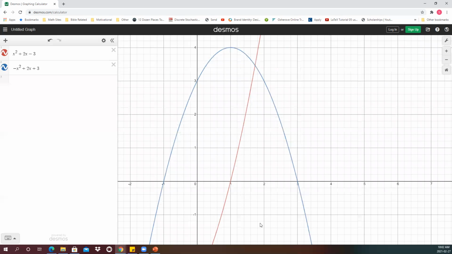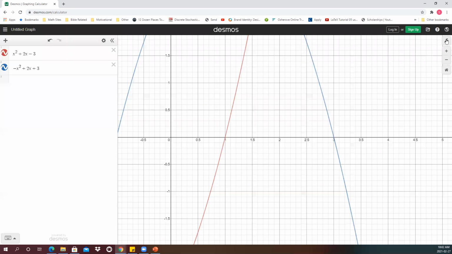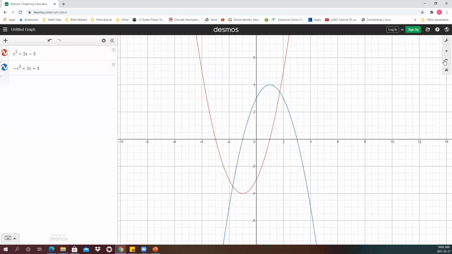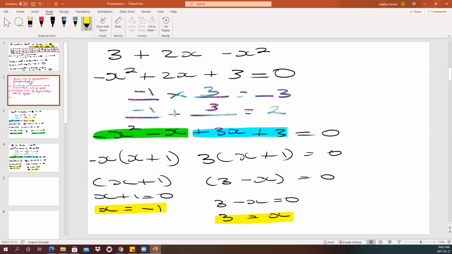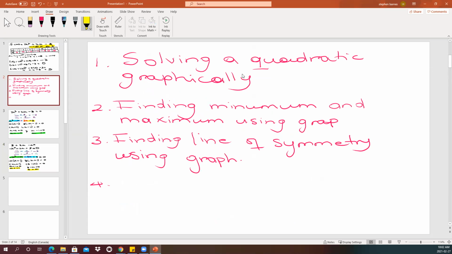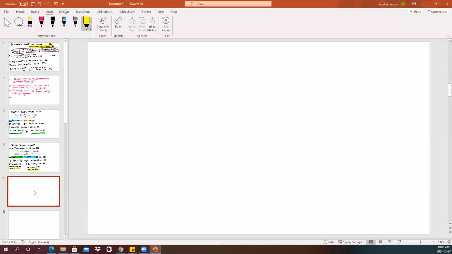All right, great. So we're going to be using these two graphs now as our prototype going forward, right? The red one is number 1 and the blue one is number 2. So let's get back to this. We've done number 1, which is solving a quadratic equation graphically. Now let's look at finding the maximum and the minimum using a graph, right? First off, a quadratic can only have either a maximum or a minimum.